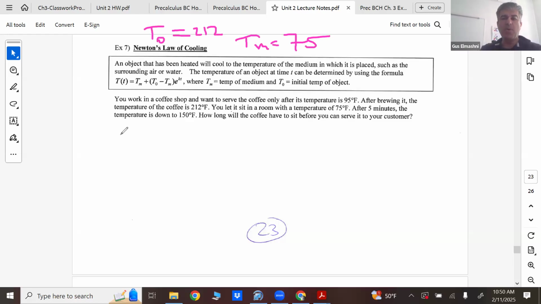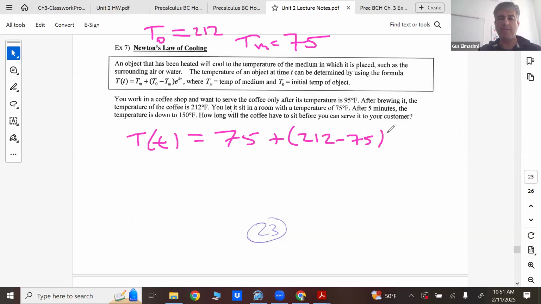Okay, so we're going to say 212. Oh sorry, I lied. We'll say T of t equals 75 plus 212 minus 75 times e.